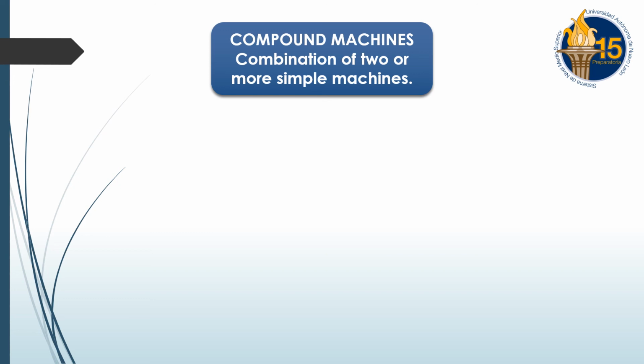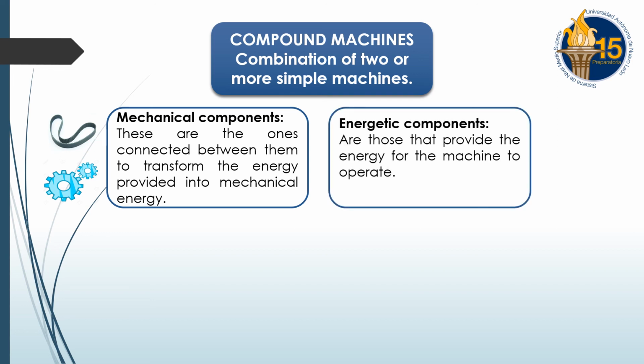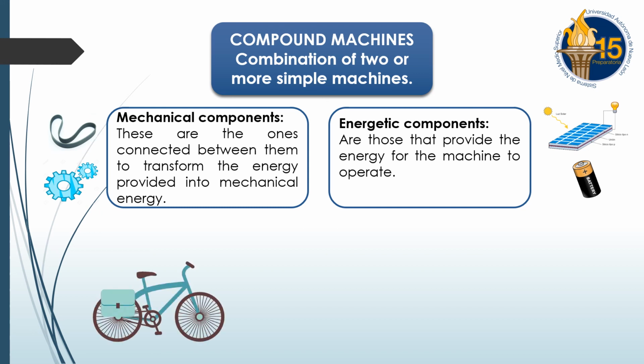The mechanical components, which are those that are connected between them to transform the energy provided into mechanical energy, such as wheels, gears, axes, belts, among others. And the energetic components, which are the ones that provide the energy for the machine to operate. Among them are cells, batteries, and springs. These are some examples of compound machines.